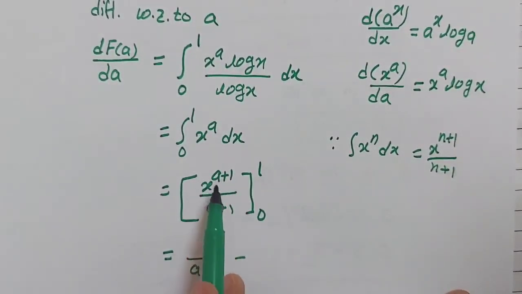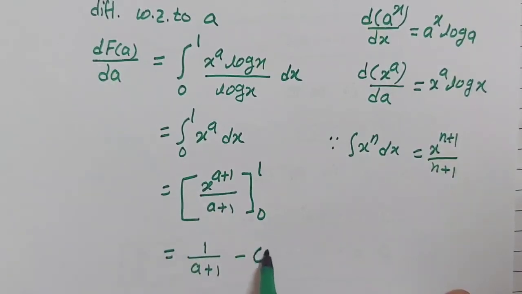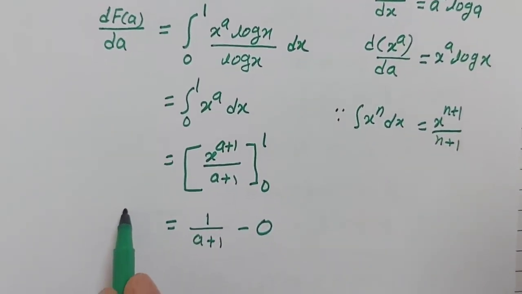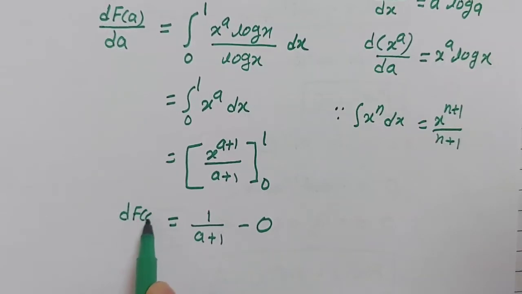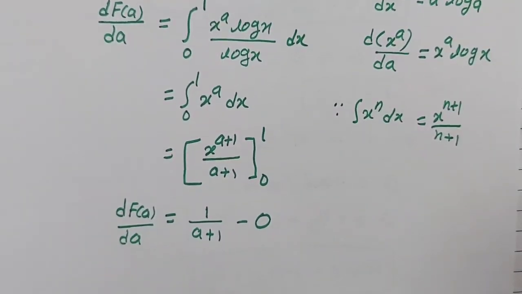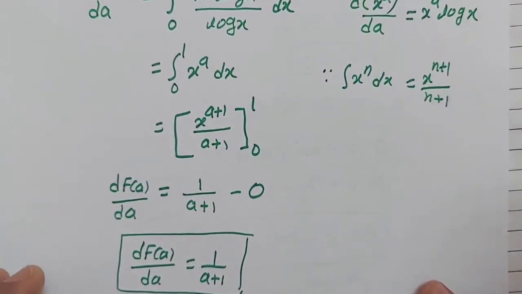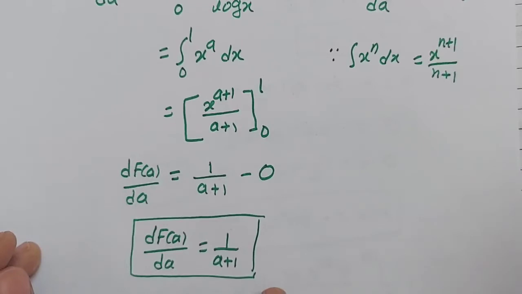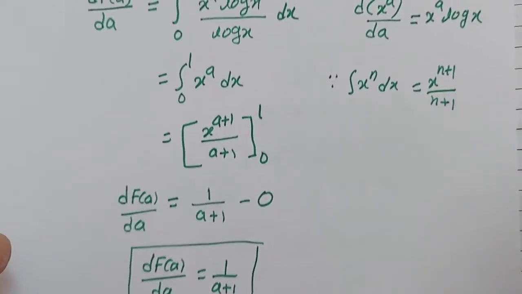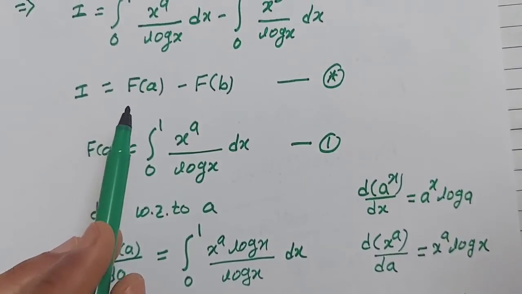So when x equals 0, then the whole term is 0. That means df(a)/da is equal to 1 upon a plus 1. But we want to find the value of f(a). यह तो हमारा डिफरेंशिएशन का आंसर आ गया, बट हमारा टास्क ये नहीं है. We want f(a).